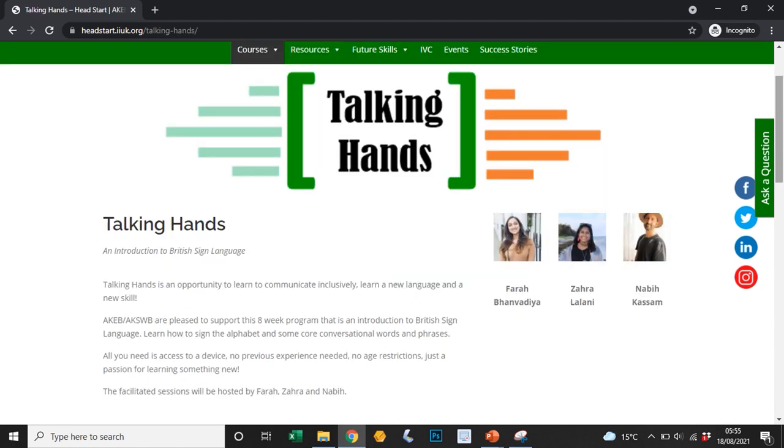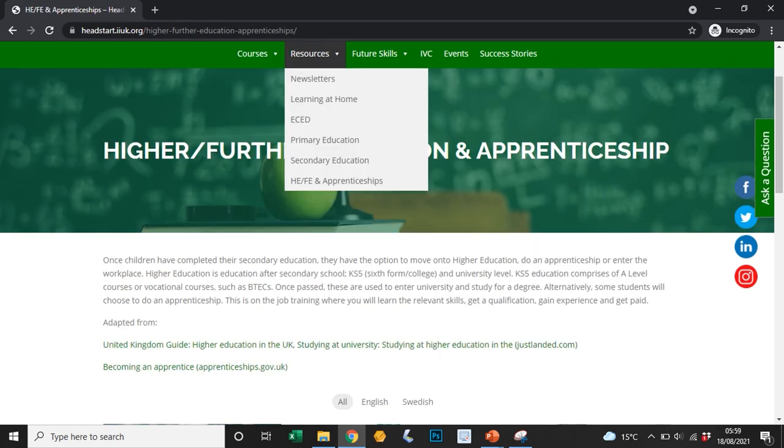Talking Hands is a short course to promote inclusion in the Jamaat. You will learn in simple steps how to use British Sign Language with the youths of our Jamaat. The resource page provides much information for all ages and educational levels. The resources section is available in multiple languages.